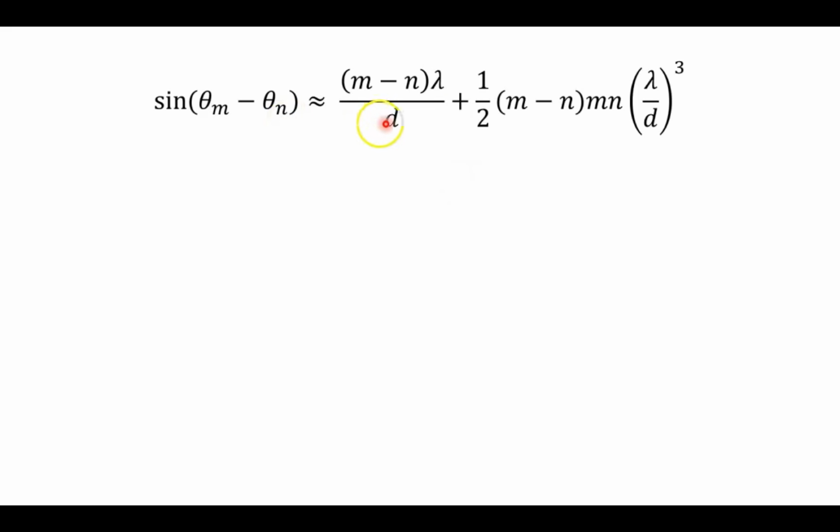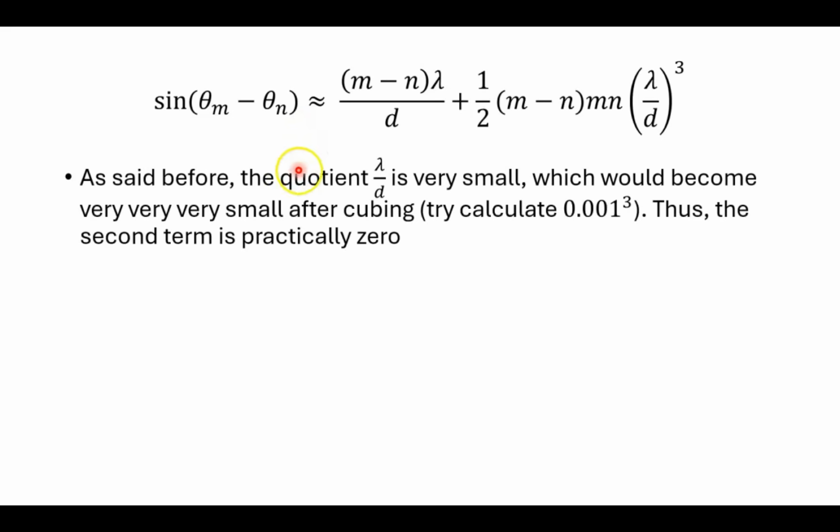And then we have this expression here from our last slide, approximately equal to, beware, because we use the binomial approximation. And the next thing we are going to notice is that, as said before, the quotient of the wavelength over the slit width is very small, which would become very, very small after cubing it. So you can try to calculate the cube of 1 over 1,000. And thus the second term is basically 0. So you can basically ignore this term. The half is just some constant. It doesn't do much at these scales.